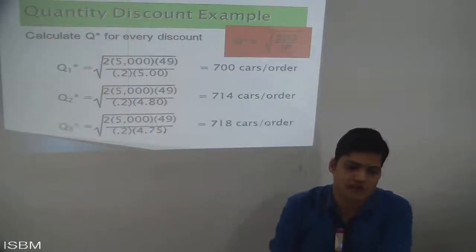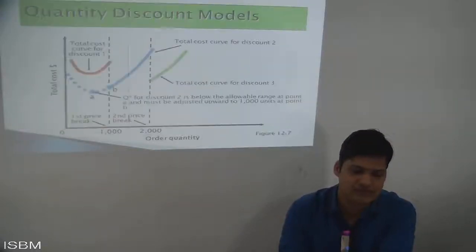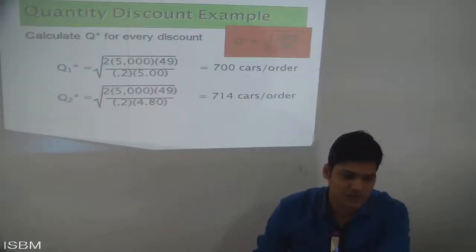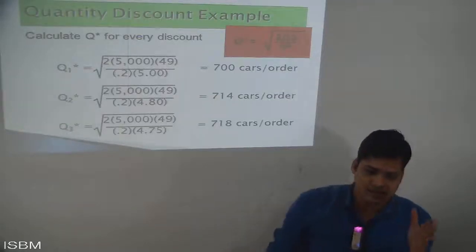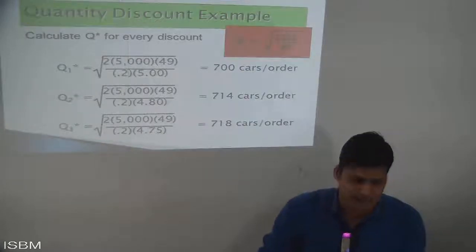So this is the formula. Calculate Q star for every discount: 1, 2, 3. There are 3 points. For these 3 points, we can calculate the order quantity, which is nothing but 2DS upon IP.